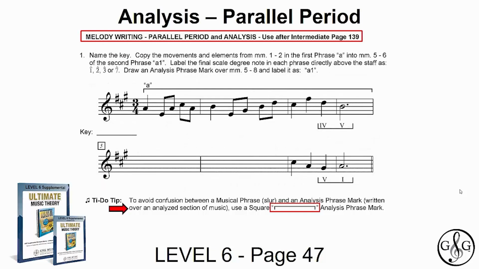Okay, so now in Level 6 on page 47, students are going to complete this exercise. Here, they're going to draw an analysis phrase mark. This is what I'm talking about. This is that square bracket rather than using a slur. It keeps things neat and tidy, and that way they don't get confused.